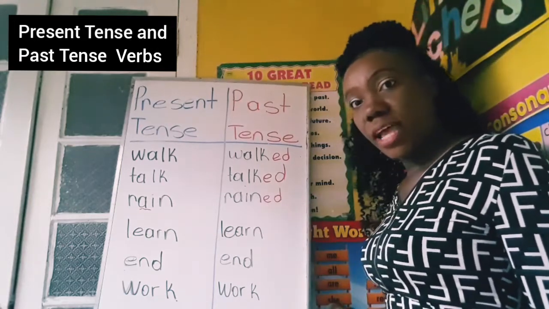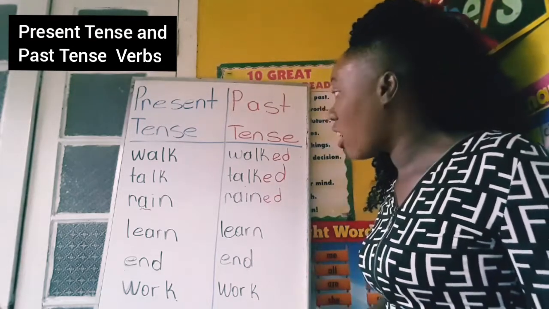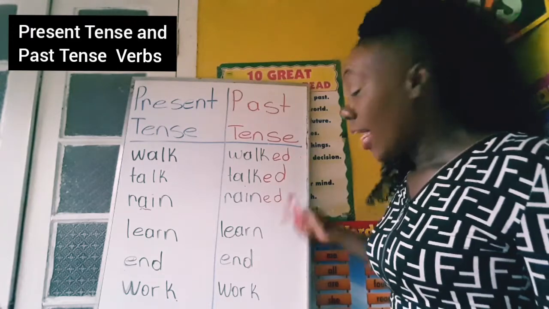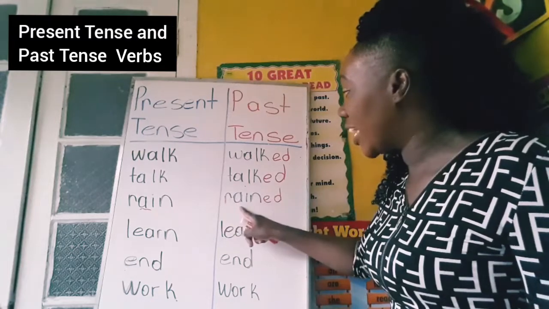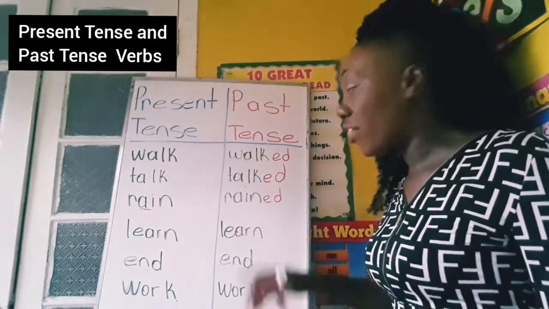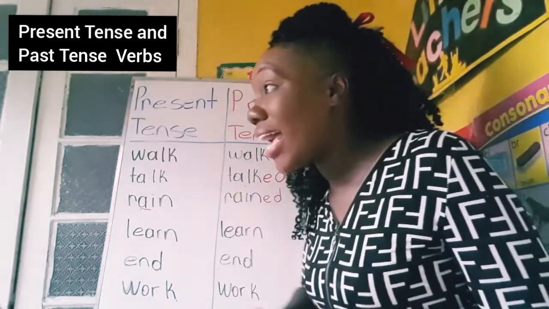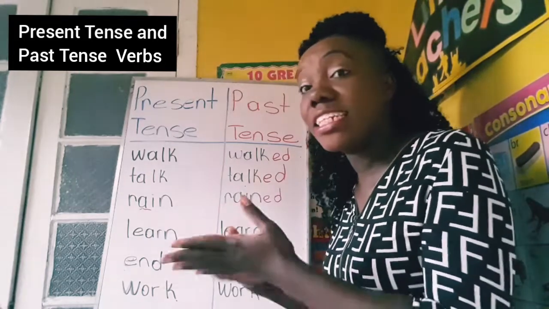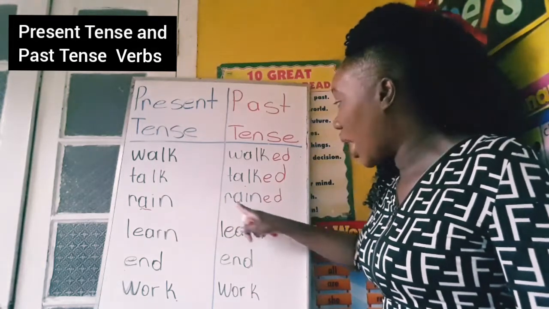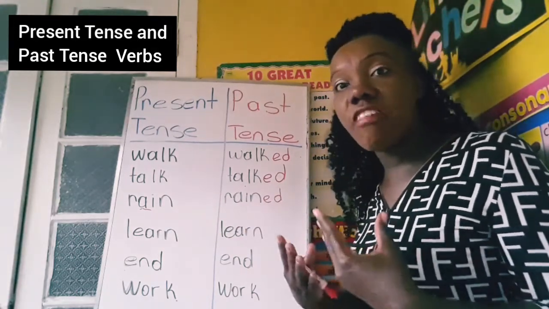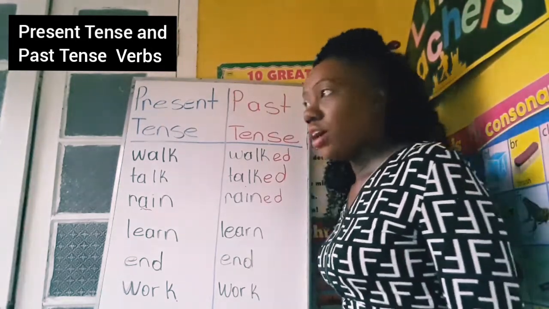rained. And you add ED, because for some or the majority of past tense verbs, you add ED to make them past tense. So yesterday it rained. Or this morning it rained. But if you look outside and it is raining or it rains, then it is present. And this is it. Rain. But it happened yesterday, so it rained yesterday. Or it rained. Now moving on.